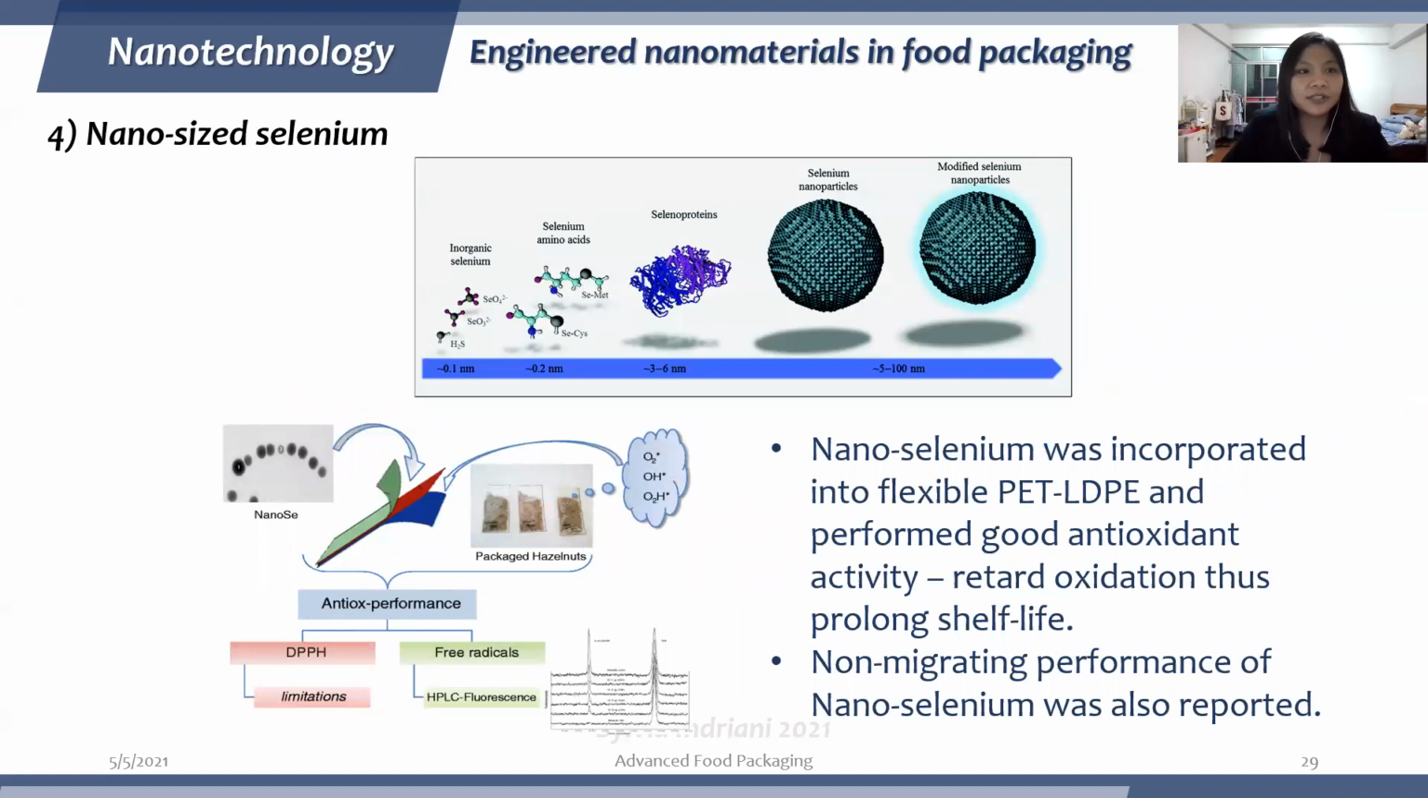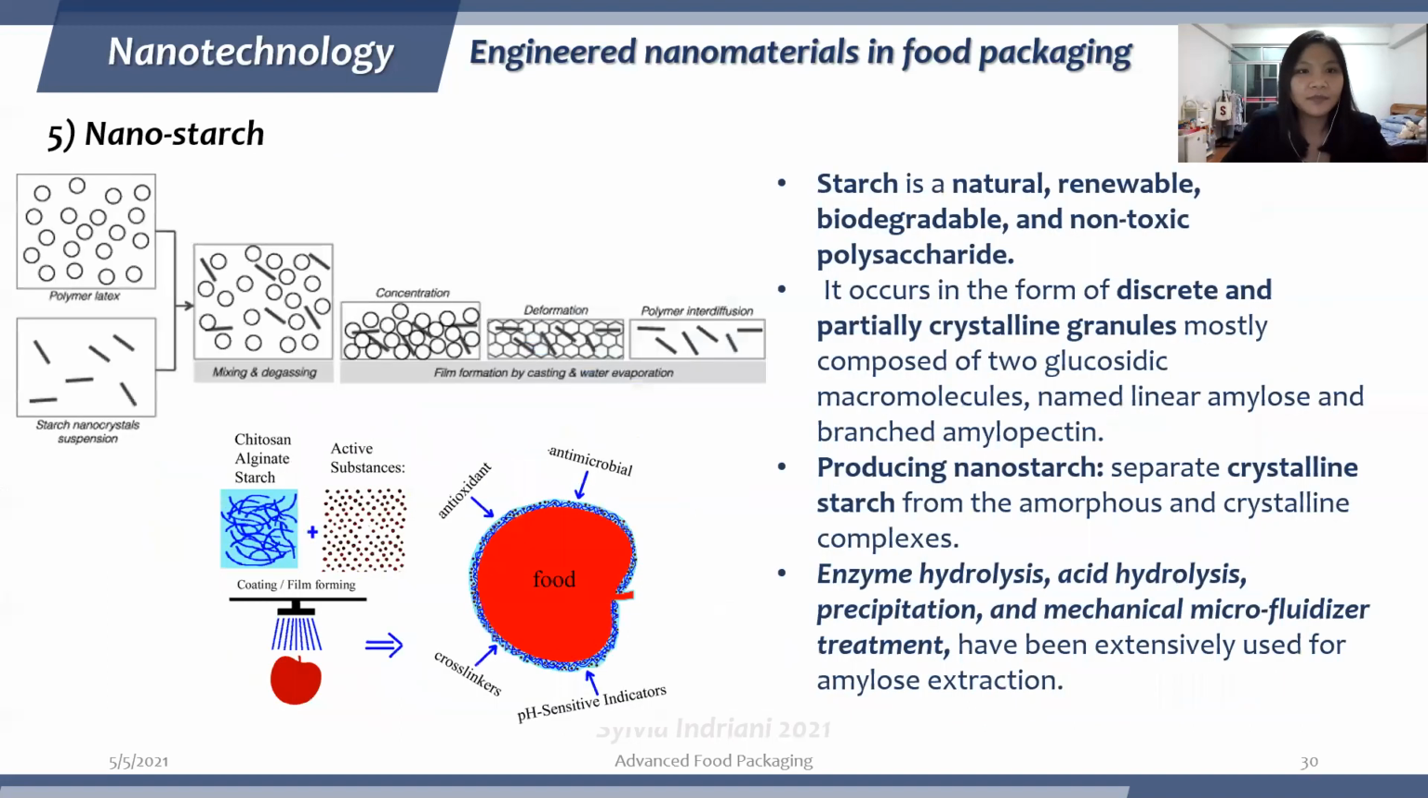Number 4 is nano-sized selenium, which has been incorporated into a PET, LDPE blend to produce flexible packaging with antioxidant properties. And nanostarch is really well known as a biodegradable, natural, renewable, and non-toxic biomaterial that has been used not only in food packaging, but also in other applications in the food industry. It has been extensively used for making food coatings and films.